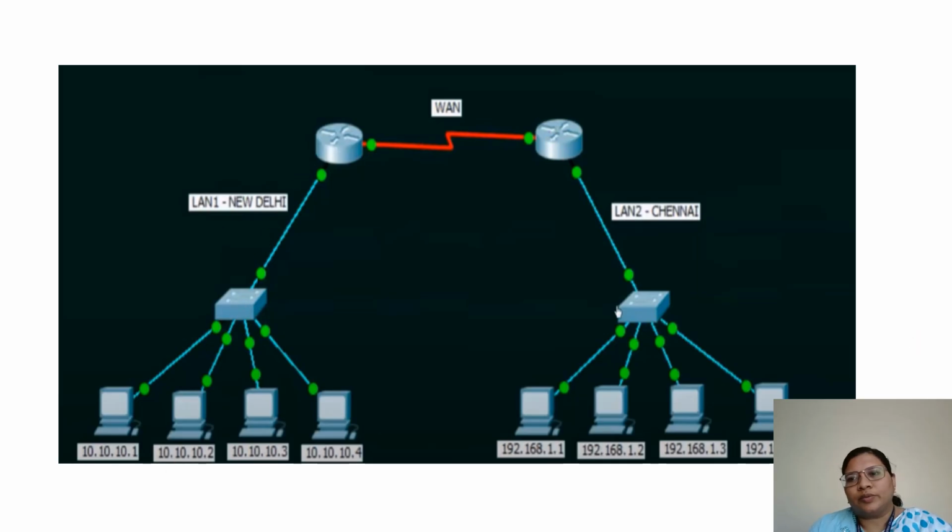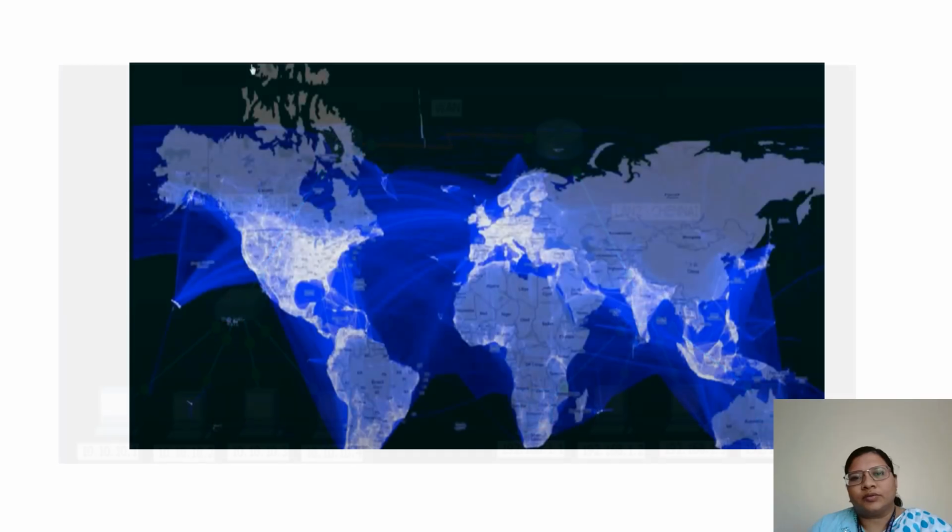So next we are going to see, for example, you can take the internet. The internet will also be a large area. It will cover large geographical areas.